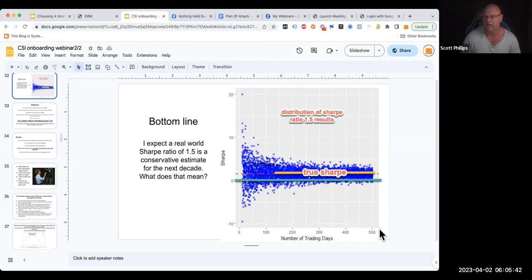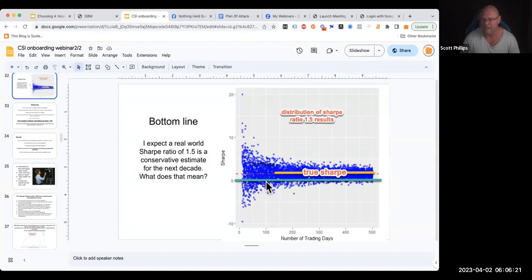So this is the number of trading days, and this is a simulation with a distribution of Sharpe ratio of 1.5 results. You can see if we look at the first 50 days, which is this block in here, the results are all over the place. Here, this is our true Sharpe. The green line is break even. So you can see that after 50 days, a third of the time, you're going to lose money. Every now and again, you're going to lose a lot of money. Every now and again, you're going to make a lot of money, but over 50 days, it's a very slight tilt on random.